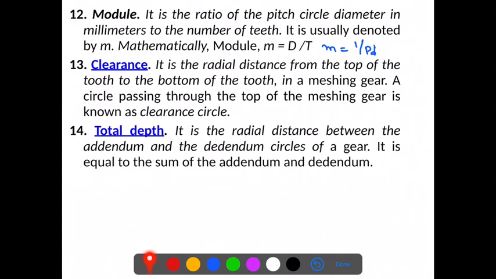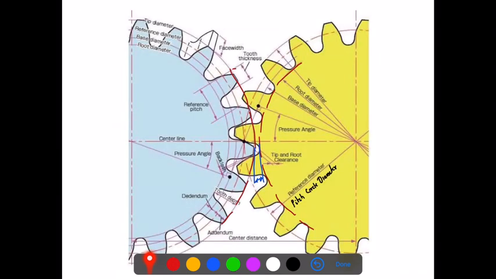Now we will see the clearance. What is this clearance? It is a radial distance from the top of the tooth to the bottom of the tooth in meshing gears. So here two gears are involved, and the radial distance from the top of the tooth to the bottom of the tooth in the meshing gear is called a clearance. A circle passing through the top of the meshing gear is known as a clearance circle. Now when the two gears mesh with each other, the top of the first gear cannot directly come in contact with the bottom of the second gear, and there should be certain clearance provided. This is called a clearance.